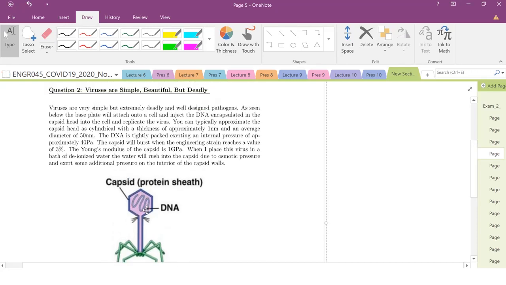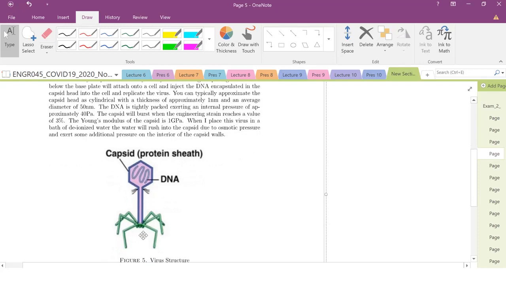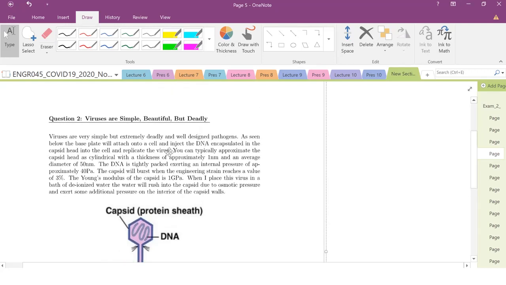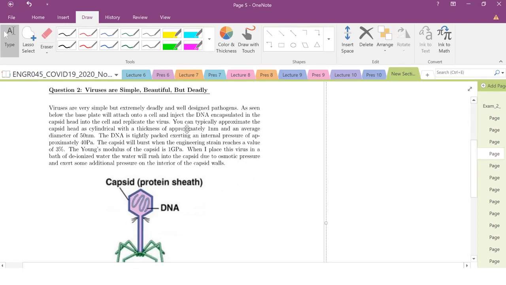So you have this thin capsid sheath with DNA inside. It attaches to your cell, shoots in the DNA, and then replicates, and the virus reproduces over and over and over again. You can typically approximate the capsid head as cylindrical with a thickness of approximately 1 nanometer and an average diameter of 50 nanometers. The DNA is tightly packed, exerting an internal pressure of approximately 40 pascals. The capsid will burst when the engineering strain reaches a value of 3%. The Young's modulus of the capsid is 1 gigapascal.